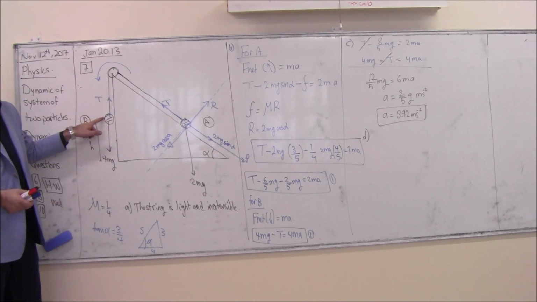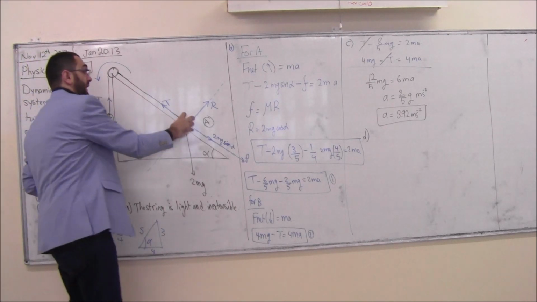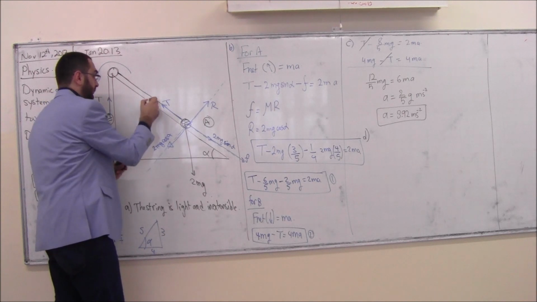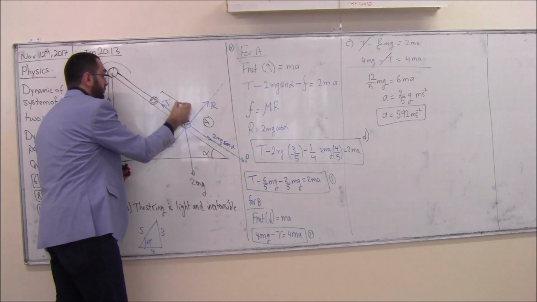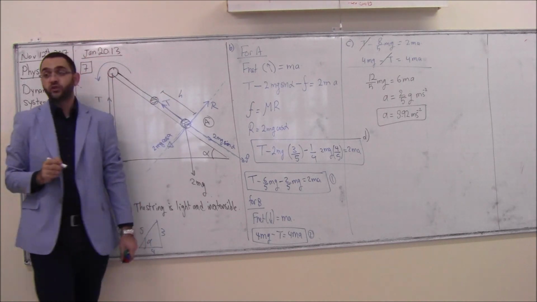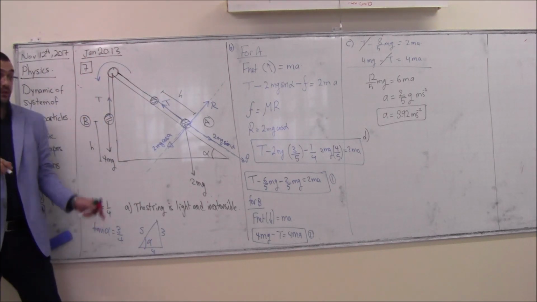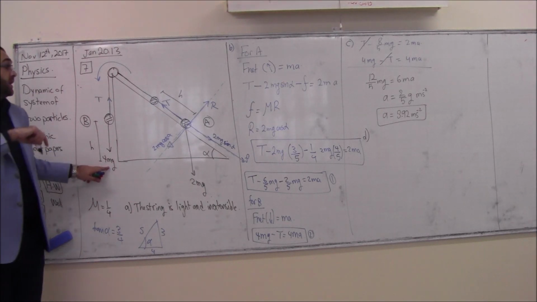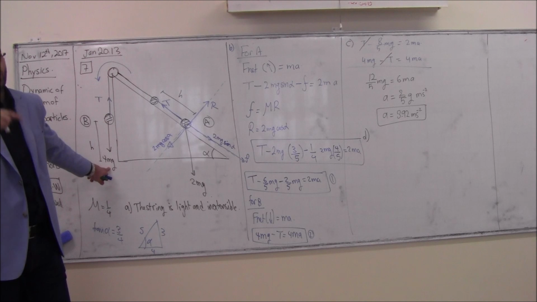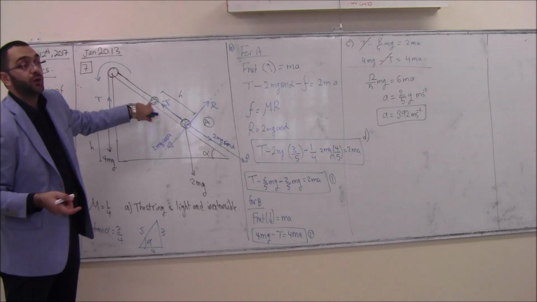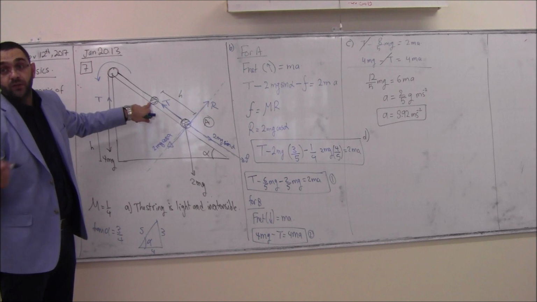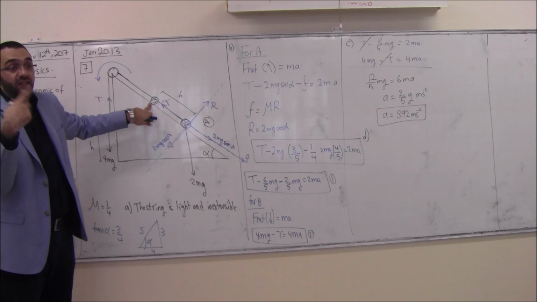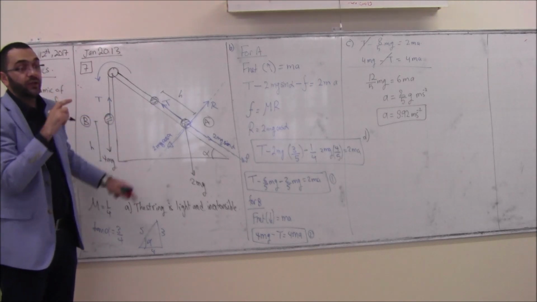If this particle B descends H, A will move upward by H. This distance is what? H. Pay attention please. Then, when B reaches the ground, it does not rebound. The tension now no longer acts on A. So the string becomes slack. The string becomes slack, so the tension no longer acts on A.